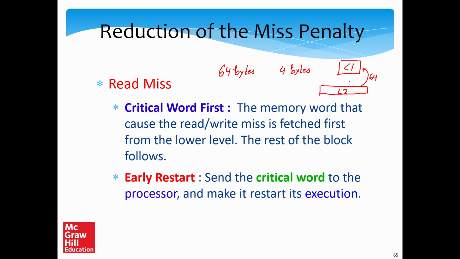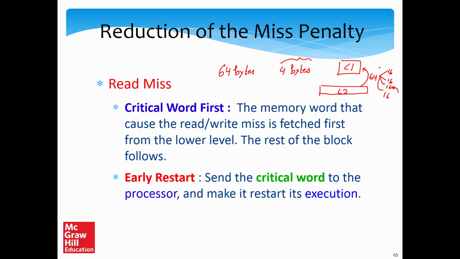I'm sorry, 16 bytes at a time. So it'll take around 4 cycles to transmit. So what we can ensure is that the 4 bytes of the memory word that we are interested in is transmitted first, right? So maybe we can divide the 64 byte chunk into smaller 16 byte chunks, and maybe the memory word that we have is present in this 16 byte chunk, so we can transmit this first.